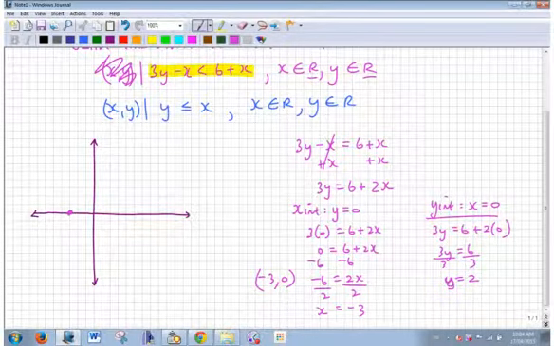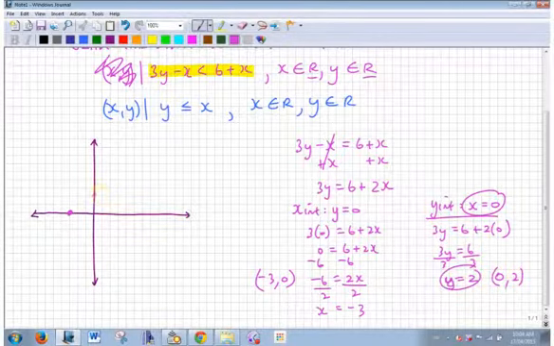As a coordinate point, it's 0, 2. X is 0, y is 2. That's right there. So I know where my boundary line is. Do I want to make it solid or dashed? Yes. Why, Kylie? Because there's no line. Yeah, because it's just less than, not less than or equal to.